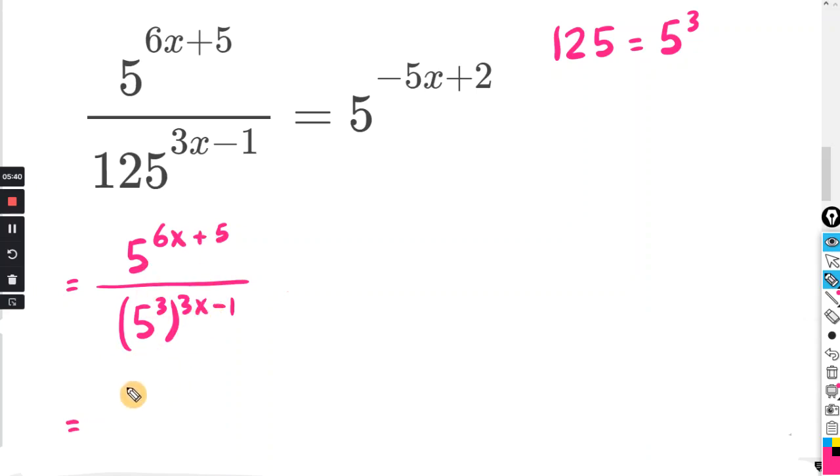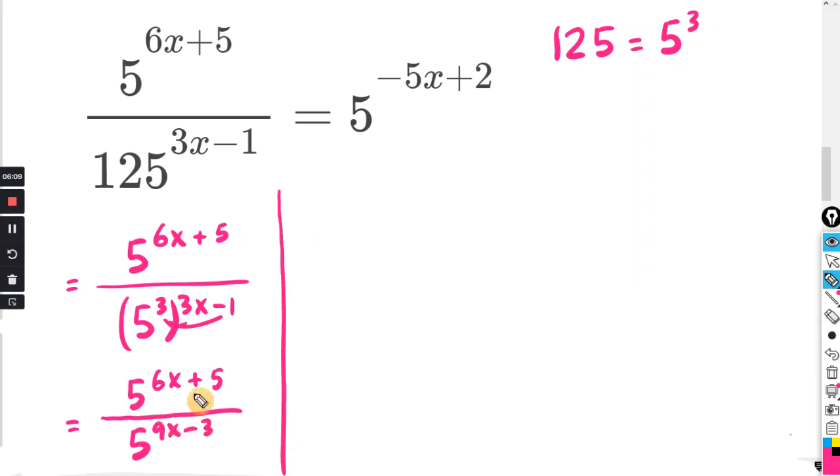So the numerator is still 5 to the power of 6x plus 5. And the denominator, we're distributing this 3. When you have something to an exponent raised to another exponent, the exponents get multiplied. So keep the 5. 3 times 3x is 9x. And 3 times negative 1 is negative 3.